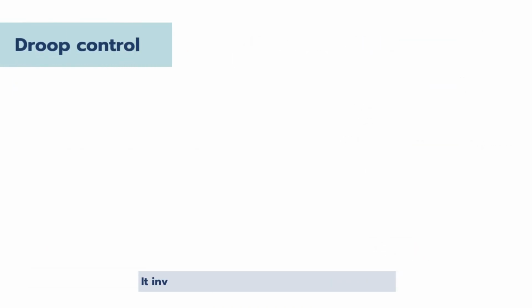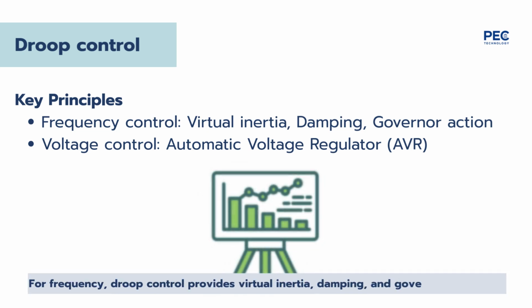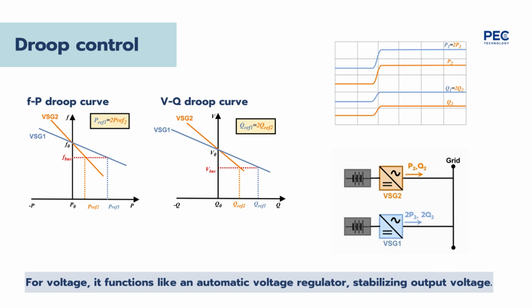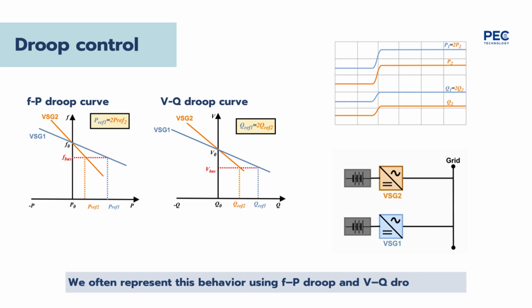To support stability, droop control is applied. It involves both frequency and voltage control. For frequency, droop control provides virtual inertia, damping, and governor-like action. For voltage, it functions like an automatic voltage regulator, stabilizing output voltage. We often represent this behavior using FP droop and VQ droop curves.